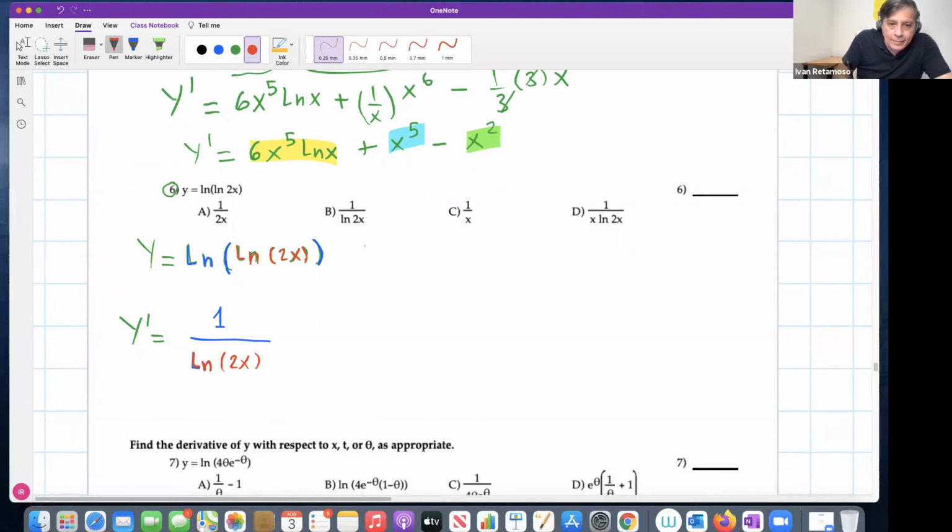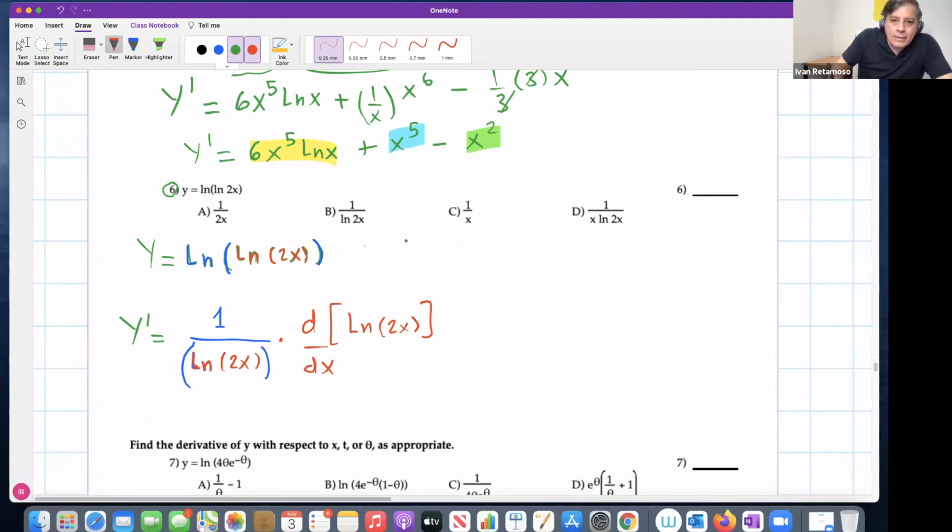But then you're supposed to multiply this by the derivative of this guy, right? By the derivative of this guy, yeah. So this was the outside function. Then you are supposed to multiply this by the derivative of this guy, which is itself another composite function, right?